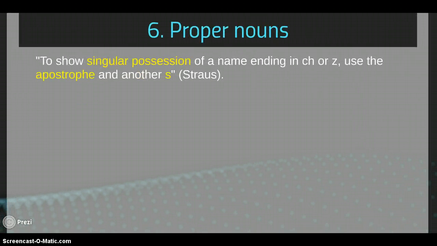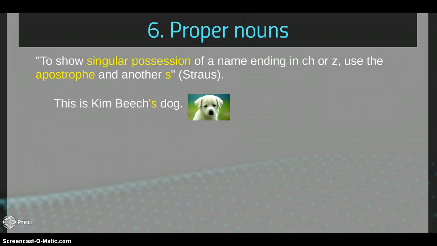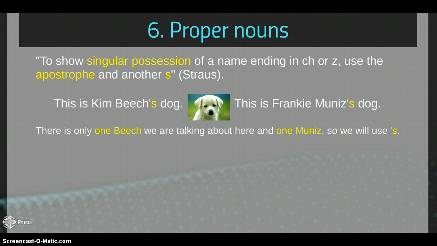Lastly, we're going to look at proper nouns. To show singular possession of a name ending in CH or Z, you're going to use the apostrophe and another S. So this is Kim Beach's dog. So we just add an apostrophe S after her name. Or we could say this is Frankie Muniz's dog. His name ends in a Z, so we're going to add an apostrophe S to show the possession. There is only one Beach we are talking about here and only one Muniz, so we will use just an apostrophe S after their last names.